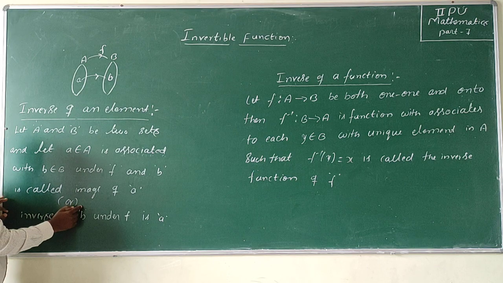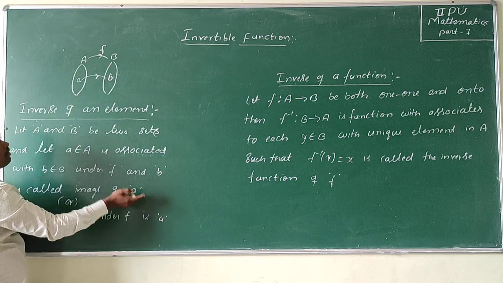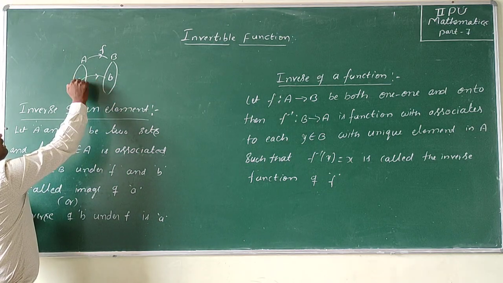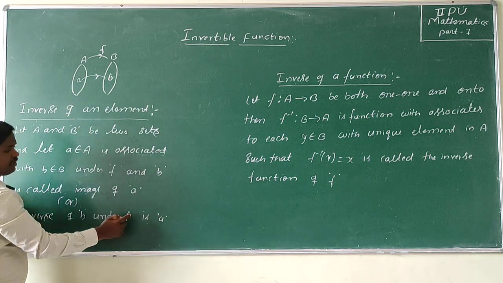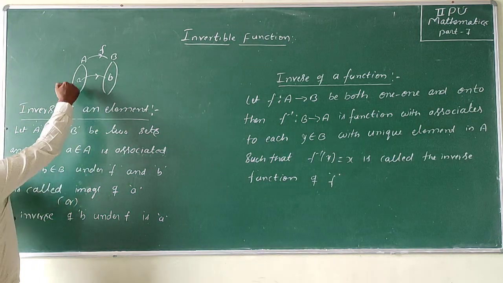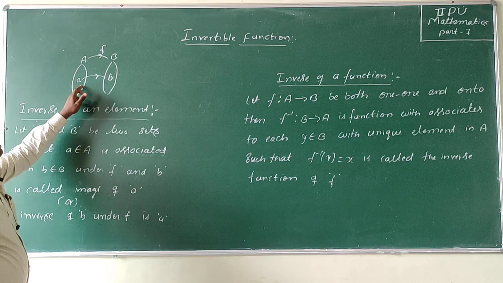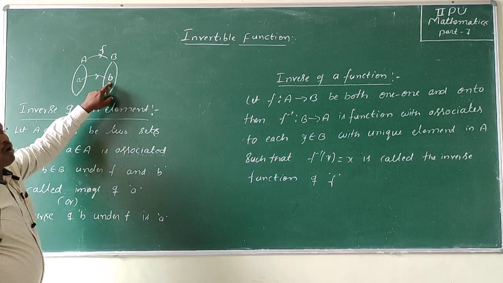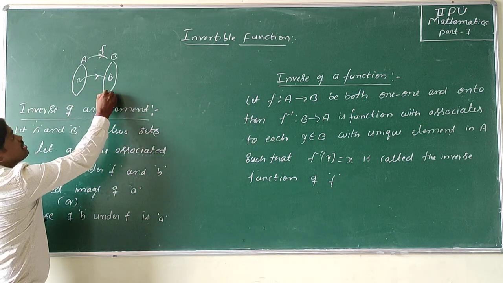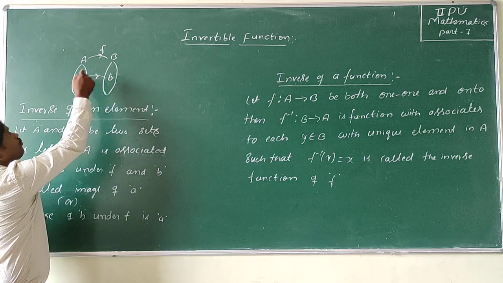It can also be stated as the inverse of b under f is a. So observe it: A and B are two sets, and a is an element in the set A which is associated with or related with b. Then b is called the image of a, or the inverse of b is a.